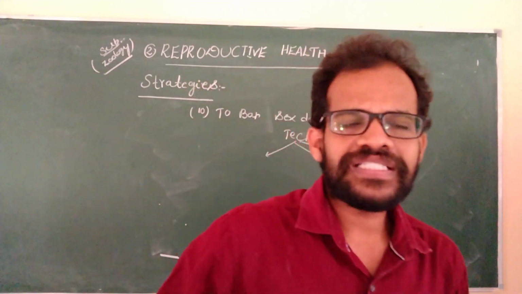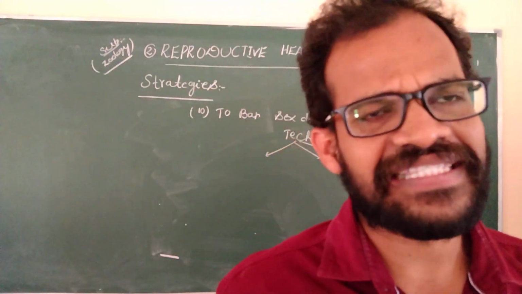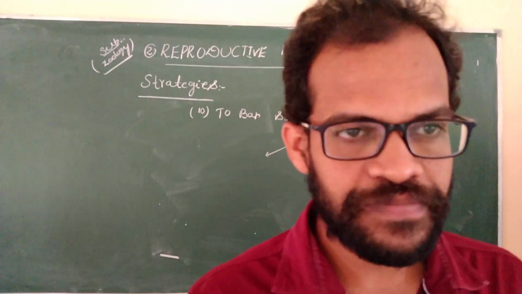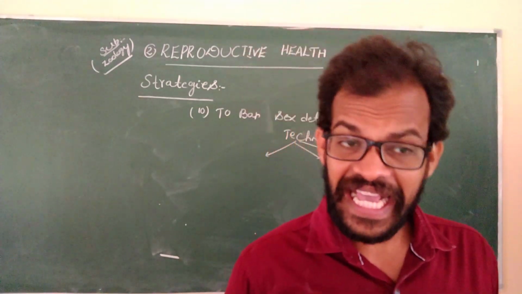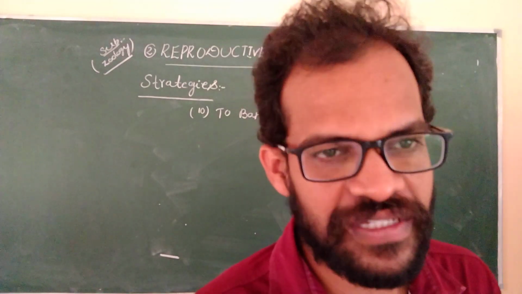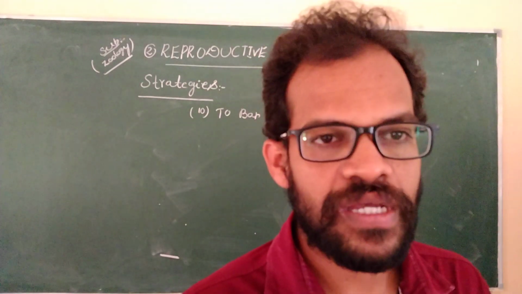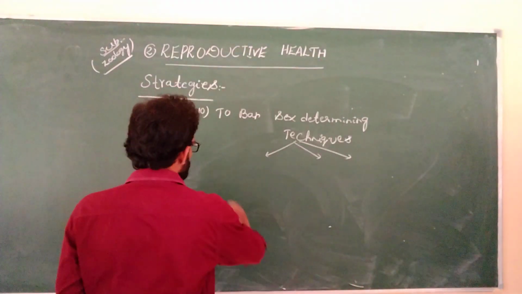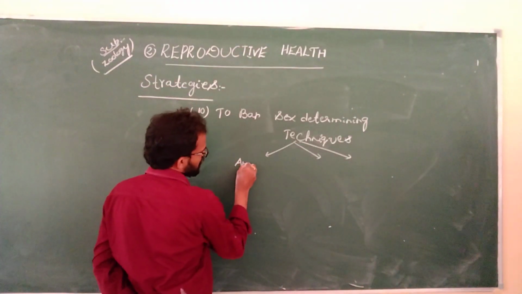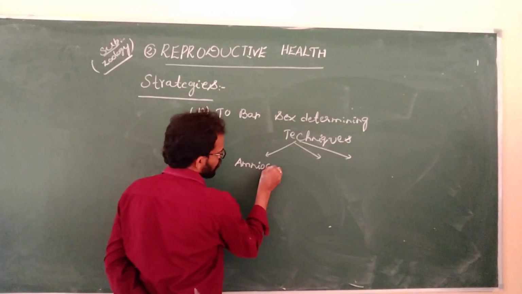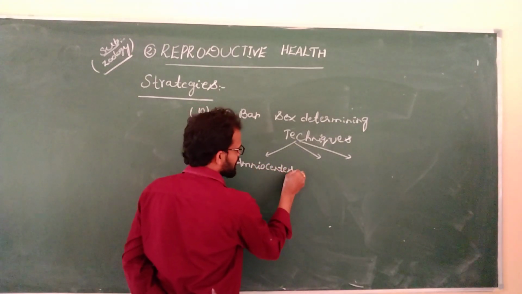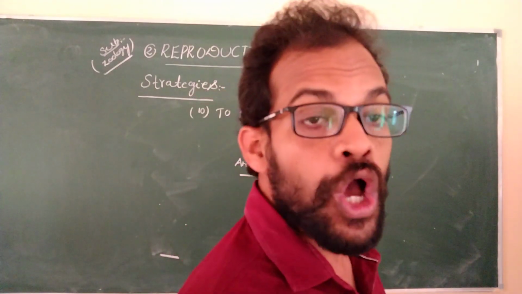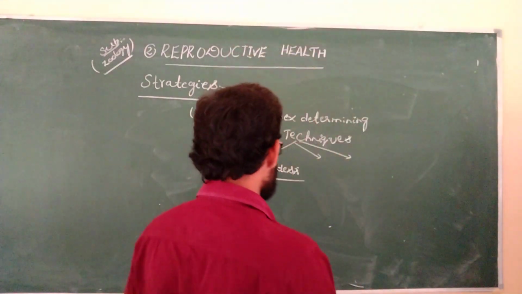Once a technique is useful to society, okay, but it can be misused. The best examples of sex determining techniques: the first one, amniocentesis method. The second one, chorionic villi sampling method.